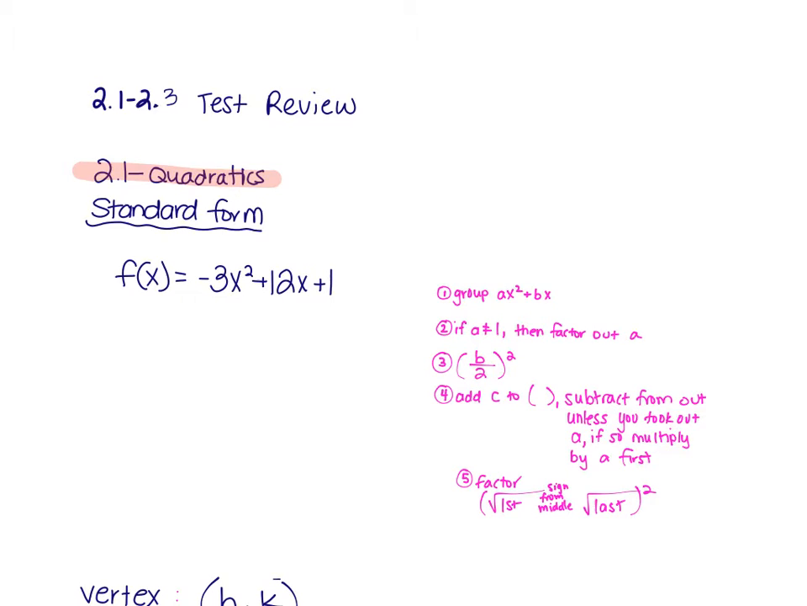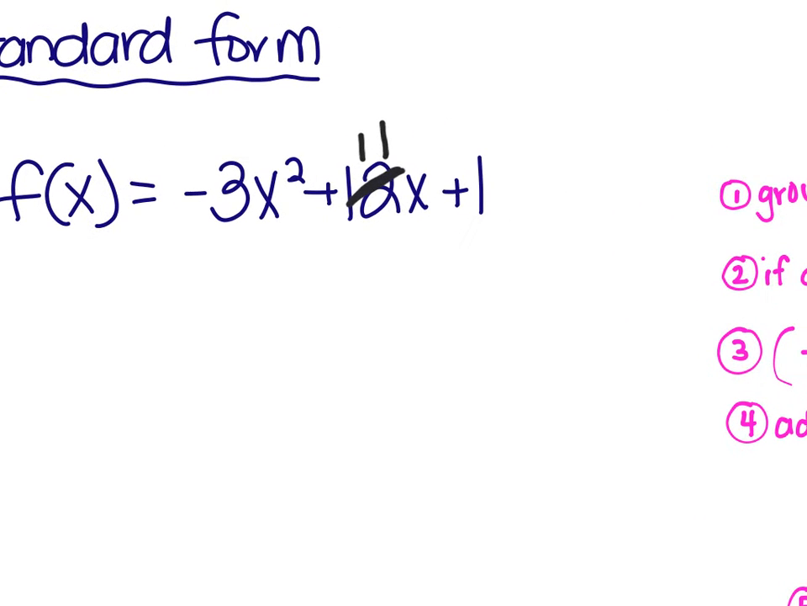We start the review with 2.1, putting it into standard form. So this is your complete the square. I want you to change this to an 11, because I'm telling you right now it's not going to be nice even numbers, okay? On the right-hand side are the steps for completing the square. You're going to start by grouping ax squared and bx.